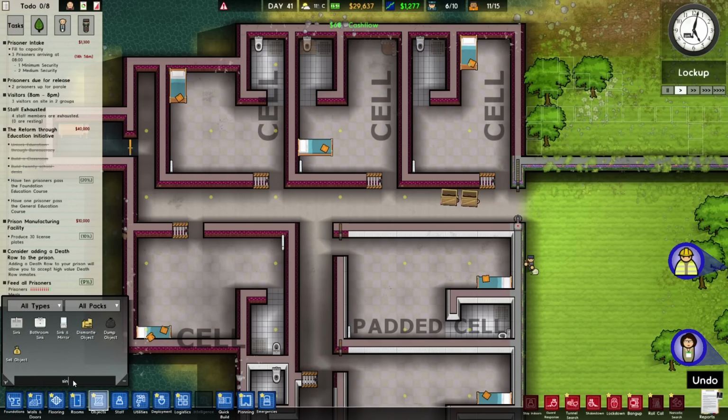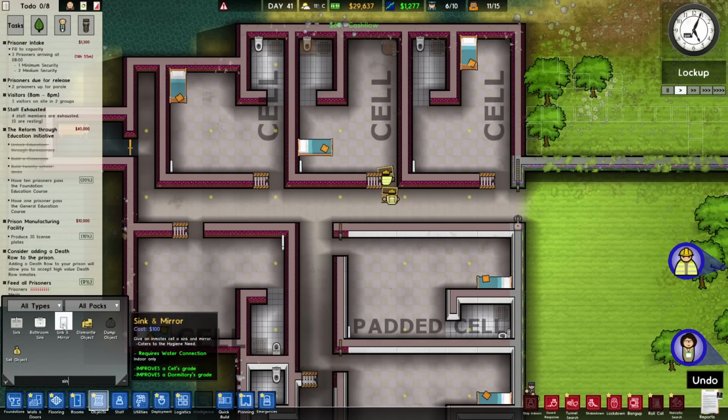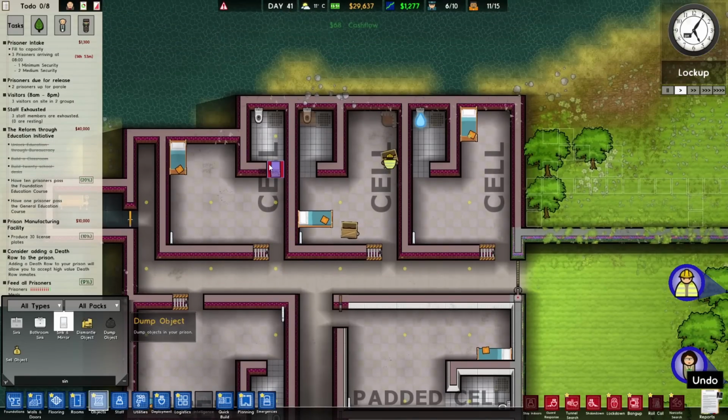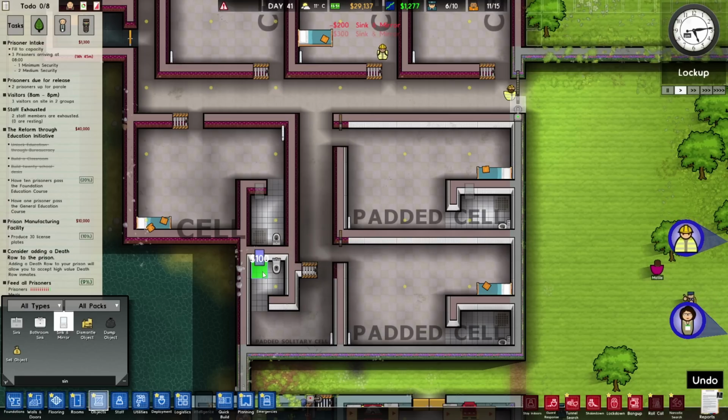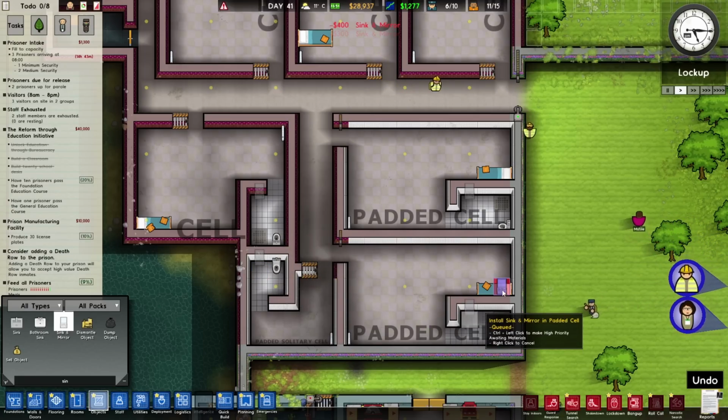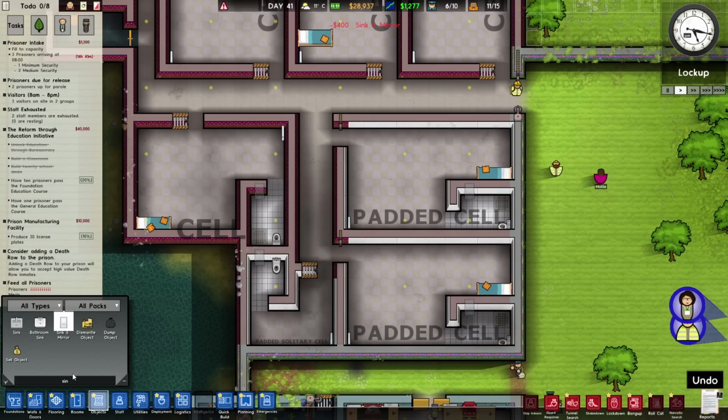Hang on a minute. So sink and mirror improves a cell's grade. That's what we want to see. So sink and mirror, and then on that side, sink and mirror, sink and mirror. Put the sink and mirror just there on that one, and there on that one, and there on that one, and there on that one. Okay, that's fine.